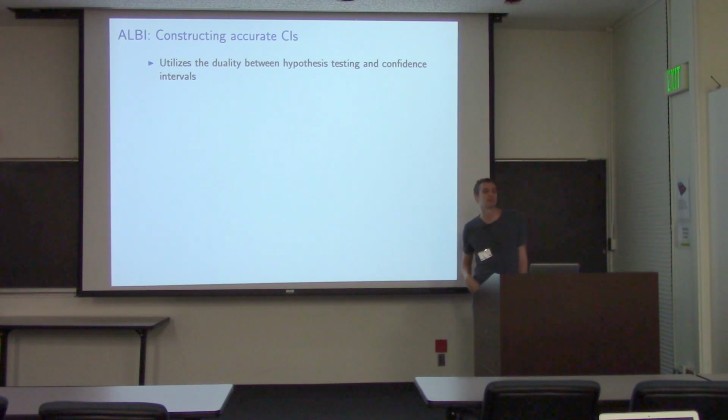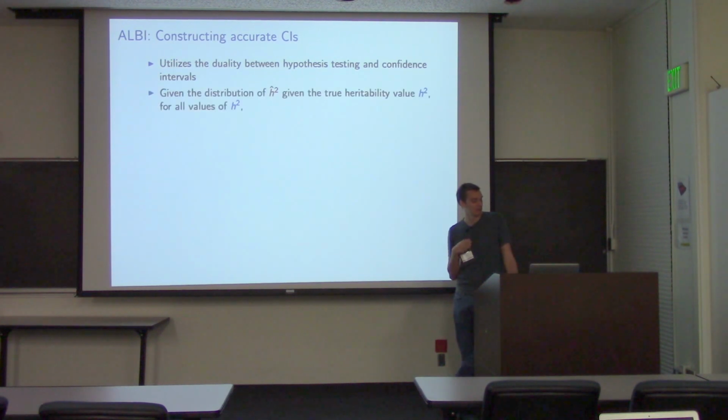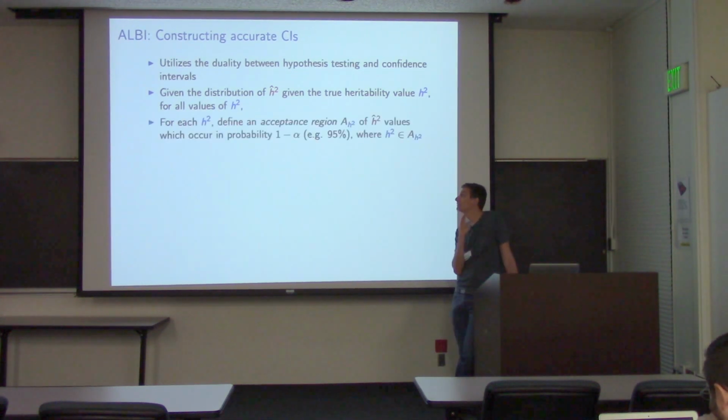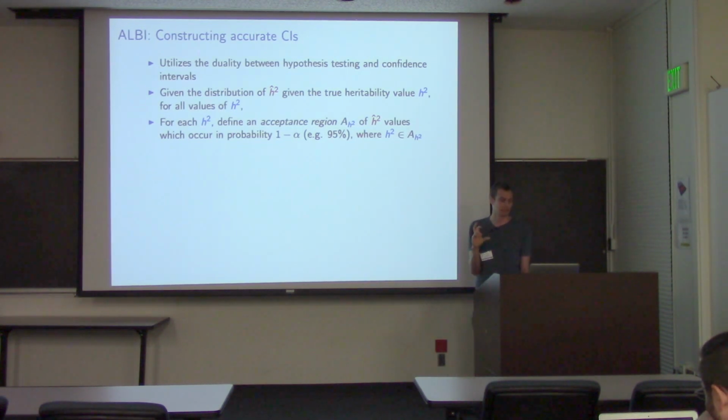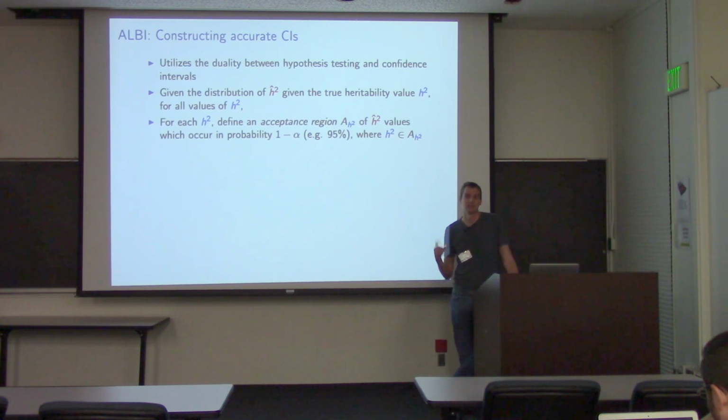The way to do it is to use a method from statistics called test inversion. The way it works is that, let's say we have the estimated distribution given a true value, for all the true values that we have. First we define an acceptance region, which is a subset of the estimated values, which is exactly a region that occurs with probability 1 minus alpha, which in this case is 95%. This is like, if we had a test, the values for which we would not reject the hypothesis that the true value is this h squared, the blue one.